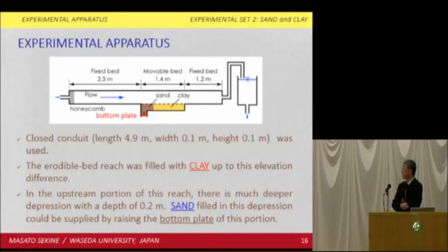In this case, we used another closed conduit, with L and W. The bed ridge was filled with clay in these portions and sand in this portion. Sand filled in this depression could be supplied by raising the bottom plate of this portion.